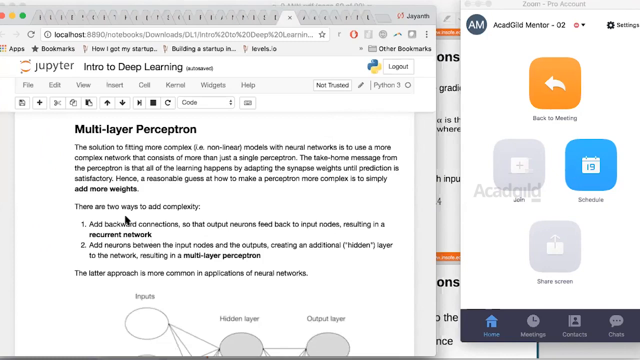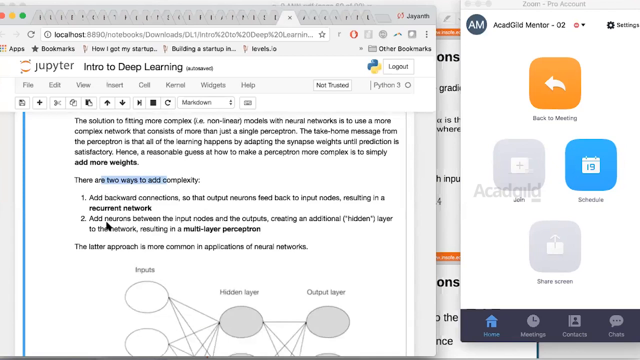There are two kinds of approaches to add complexity. One is to add backward connections so that the output neurons feed back to the input nodes. This is a recurrent network. We'll do that when we deal with RNNs. Second is to add neurons between input nodes and outputs, creating an additional hidden layer, resulting in an MLP. MLP is multi-layer perceptron.